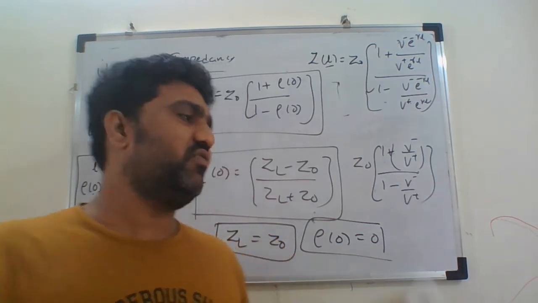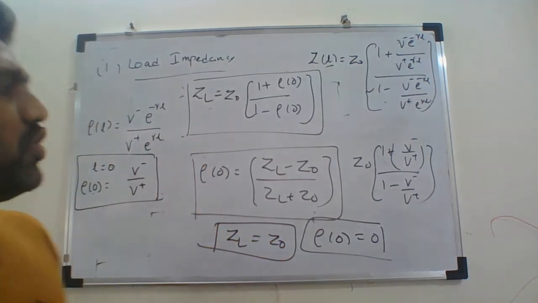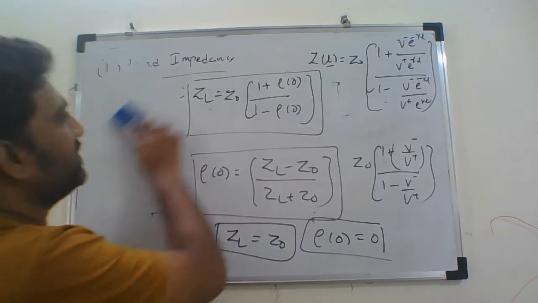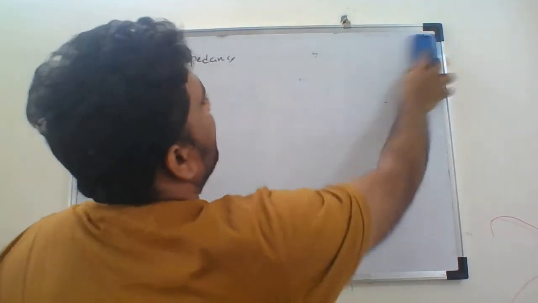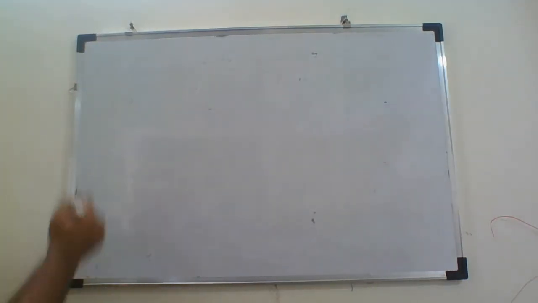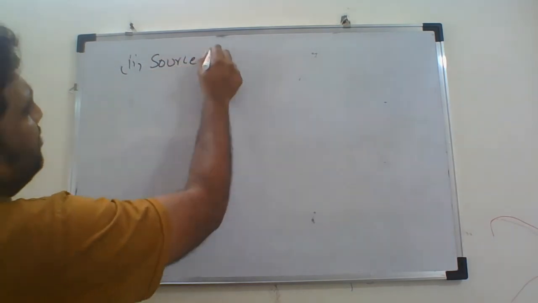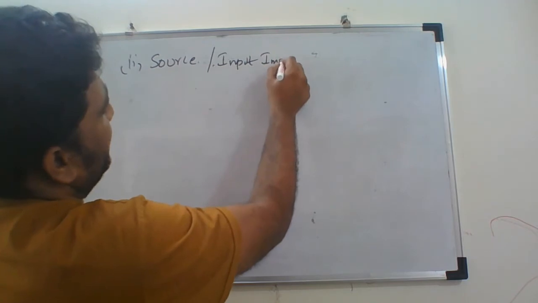Okay, so this is a very important conclusion we have to remember. I hope you have understood the load impedance. Load impedance is nothing but the impedance at the load point. Let us go to another case, where we are going to calculate the source impedance, or input impedance, of the transmission line.